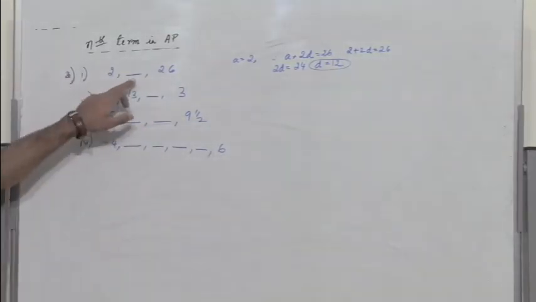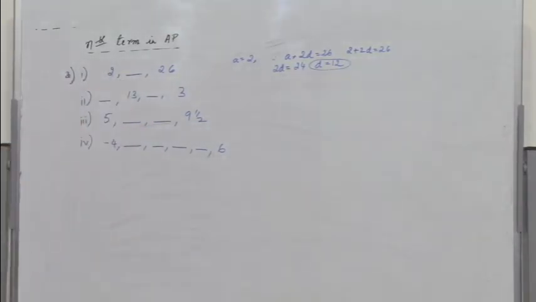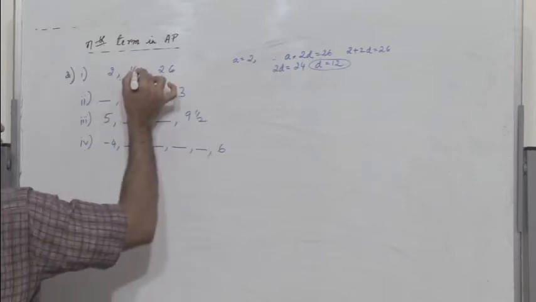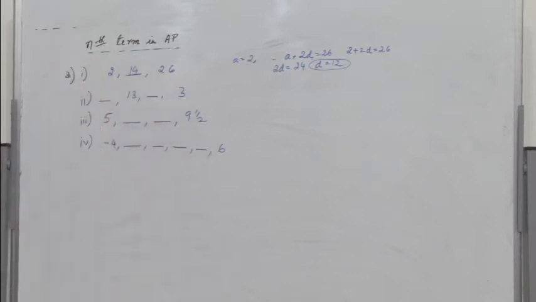Okay, so I need to add 12 to this. So 2 plus 12 is 14. 14 plus 12 is 26.